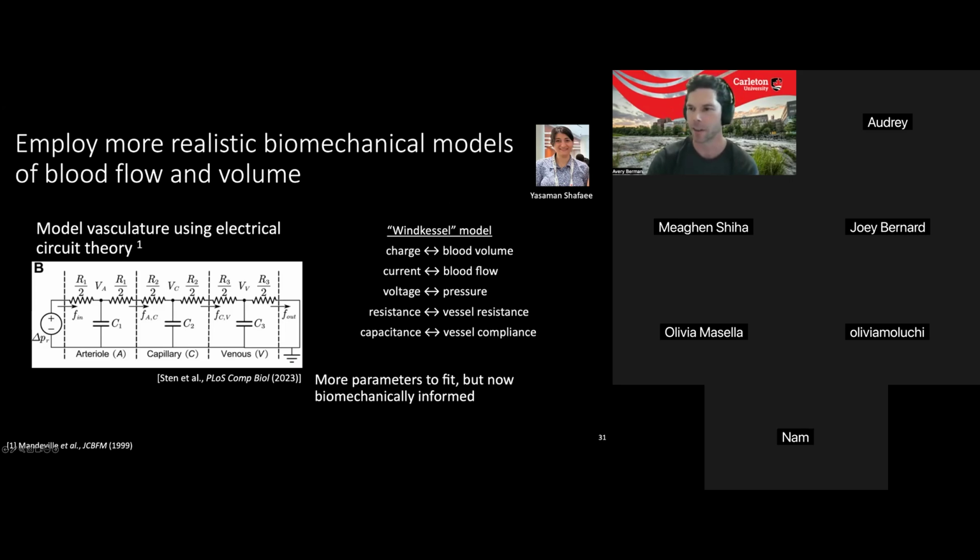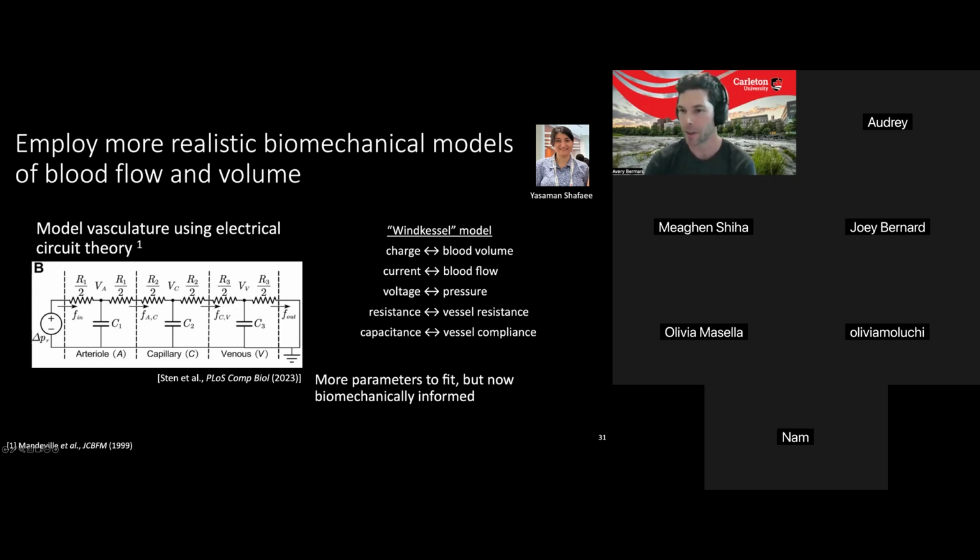So my PhD student, Yasmin Shafai, wanted to understand if there are other models that we could apply to predict blood volume from a measurement of blood flow, ideally models that are more realistic and derived from more first principles biomechanics. She's using a model of the vasculature that's analogous to electrical circuit theory, where we can model the vasculature as a combination of resistors and capacitors in parallel.